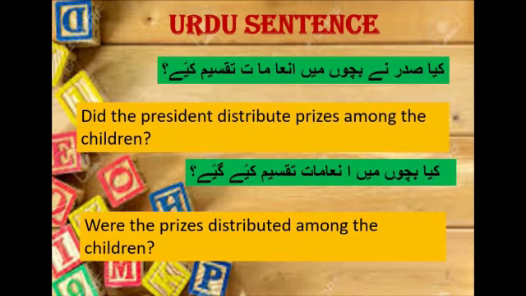Okay. Now we have another example. क्या सदर ने बच्चों में इनामात तकसीम किए? So this is a question and किए means past tense. And क्या बच्चों में इनामात तकसीम किए गए? So this is passive voice. So you can see in the first sentence we have the subject verb object combination, but in the second sentence we do not have the subject. Who distributed the prizes? It's not given. So it is passive voice.